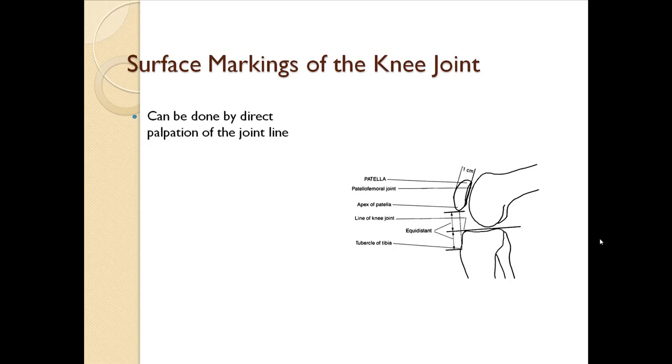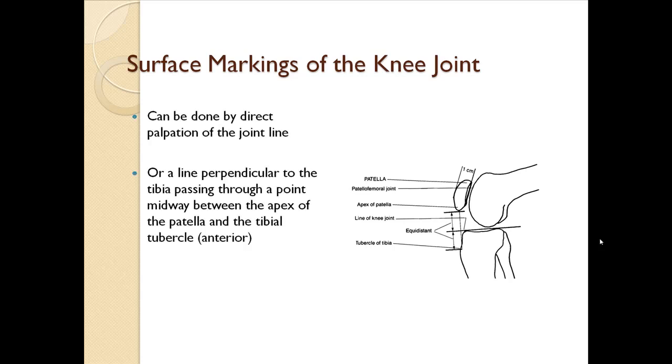Finally, the surface markings of the knee joint. This can be done by direct palpation of the joint line, but if the knee is grossly swollen or there is excessive tissue covering the knee, the easiest way to identify the surface marking of the knee joint is to find a line passing from the apex of the patella down to the tip of the tibial tuberosity. So apex of patella here, down to the tip of the tibial tuberosity. Bisect that line, that gives you the center of the knee joint, and draw a line that is perpendicular to the line of the tibia itself. That's how we find the surface markings of the knee joint. So if we were to try to test for mobility of the knee joint, or try to stress the ACL and PCL, we would place our hands immediately below this line.